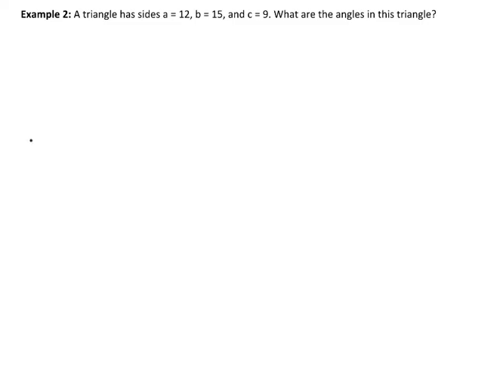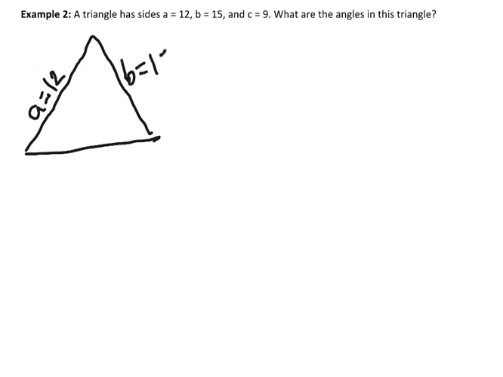All right, let's say you have a triangle that has 3 sides. Side a here is 12. Side b is 15. Side c is 9. So this would be angle A right across from side a. This is angle B. That's angle C. And we want to find all of those angles.